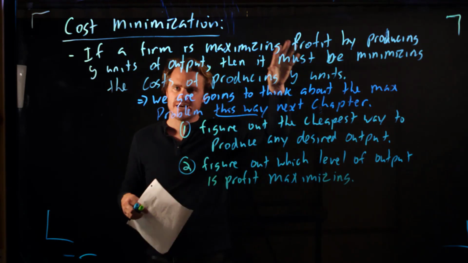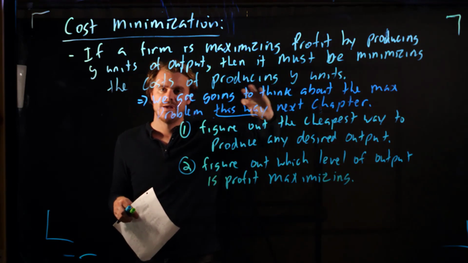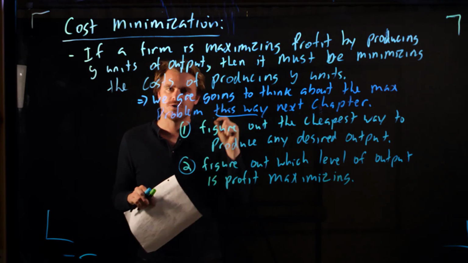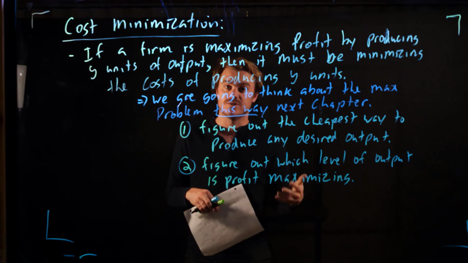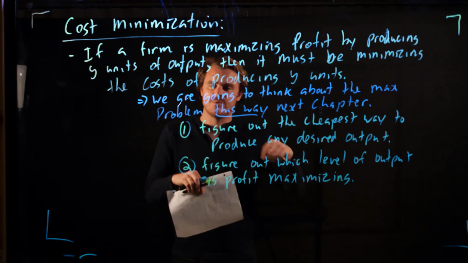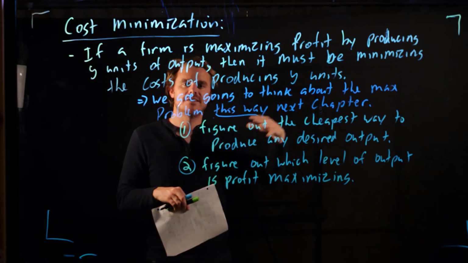So that's how we're going to think about this in the next chapter. And it's going to start looking really similar to those maximization problems that we saw before with consumers. And so, again, we just need to make sure we understand how to approach these different types of problems.